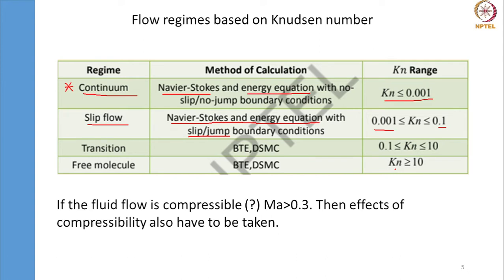So Mach number greater than 0.3 means that the change in density is more than 5%. In engineering problems, if the density change is more than 5%, we say that the fluid flow is compressible, and we need to change our governing equations to accommodate the compressibility.